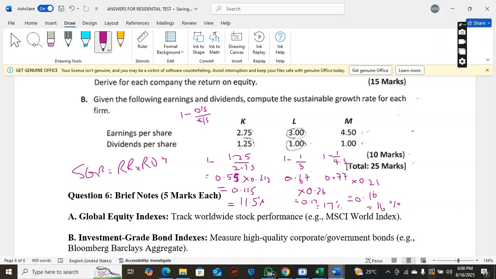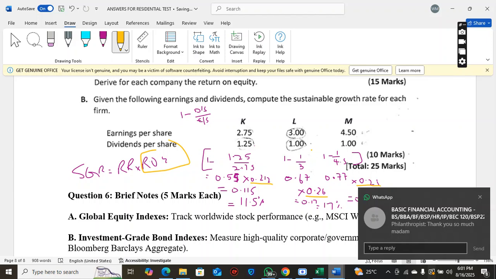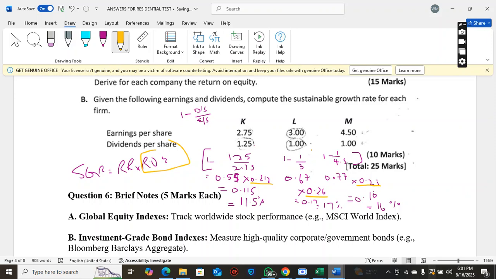First things first, we got the retention ratios. Then we now got the return on equity for each company. So remember the return on equity for K, L and M, these ones from part A.